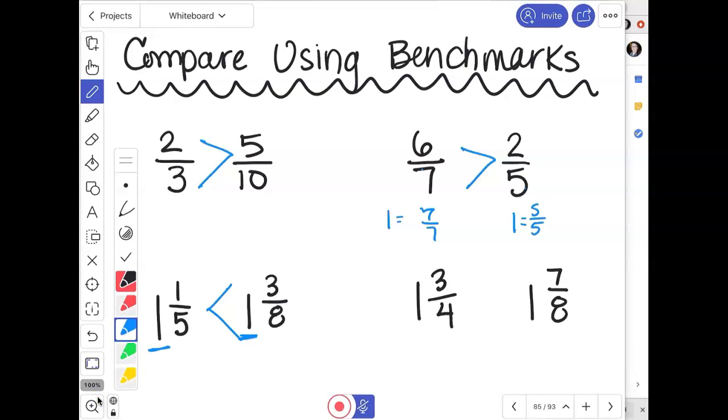And my last one is 1 3/4 and 1 7/8. That one's a bit harder. They're both kind of one piece away from the next whole.